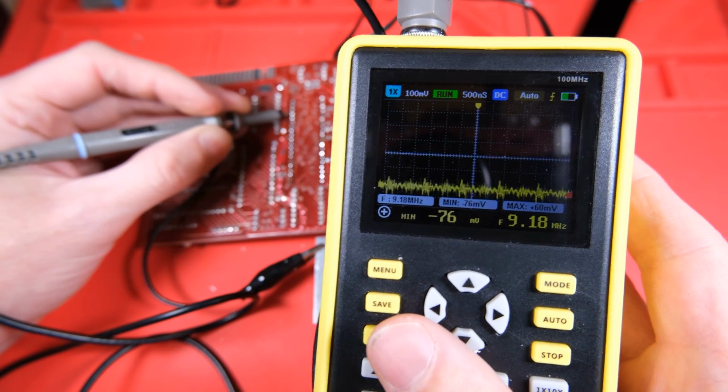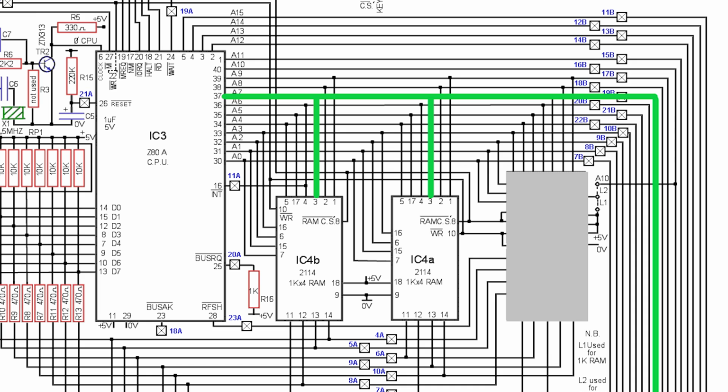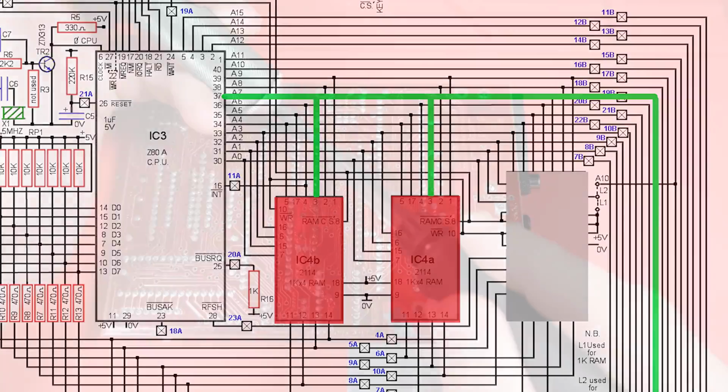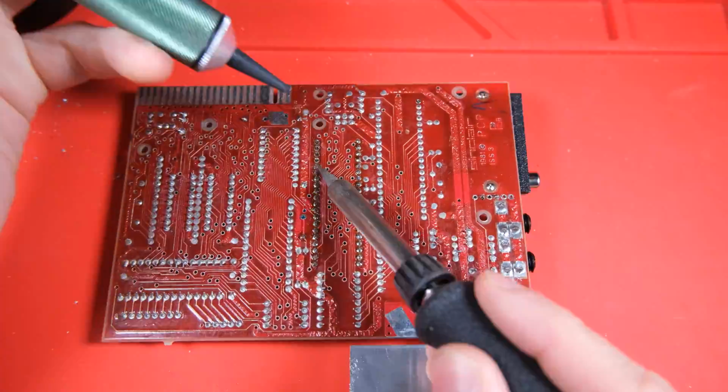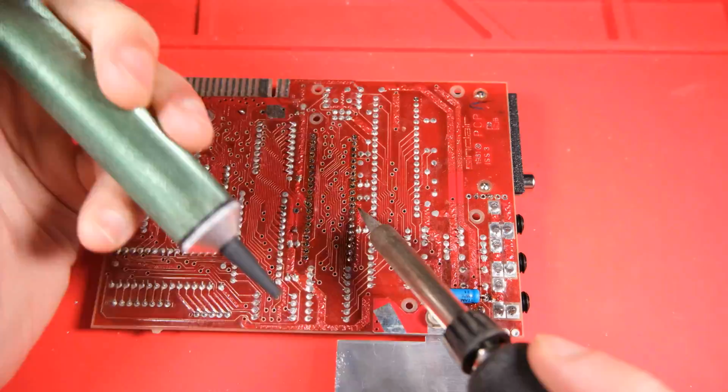Is it possible that my new Z80 I put in doesn't work? Oh dear, you'll remember that I didn't socket it, so I'm going to have to rework it again, which is bad. Rework is bad, so always put a socket in if it will fit. Okay, well let's get it out and let's put a socket in and see what happens.